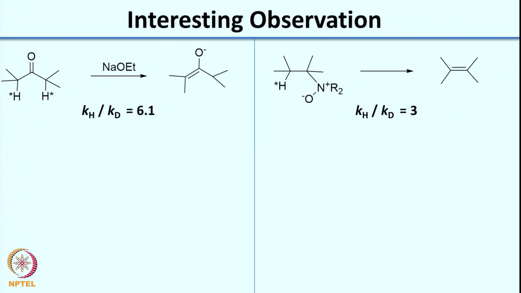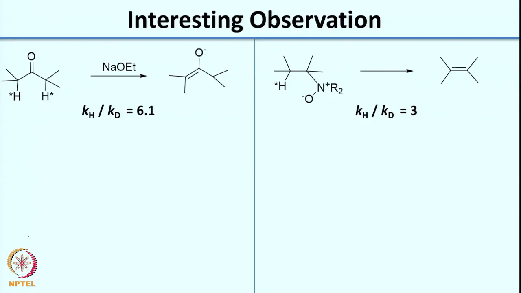Both are deprotonation reactions, but in the second case you have deprotonation followed by elimination. In the first case the KH over KD value seen is 6.1, whereas in the second case the KH over KD value seen is 3. I want you to write the mechanisms for each of these and think as to why you have a lower KH over KD value in this case. As you can see, in both cases deprotonation takes place, but in one case the effect seems to be lesser than the other. You can press the pause button on your video and work out these two problems.